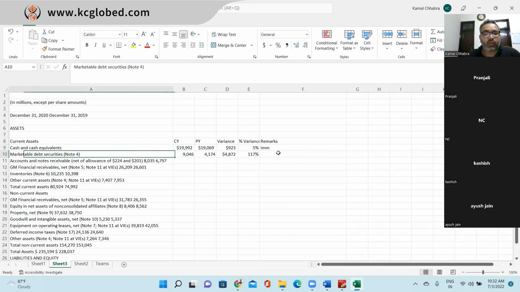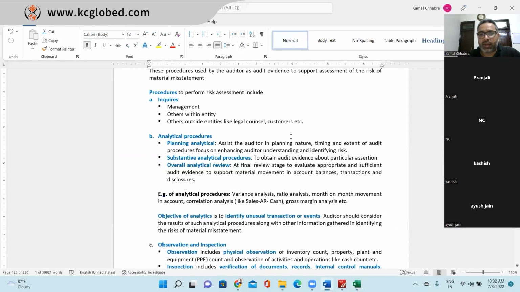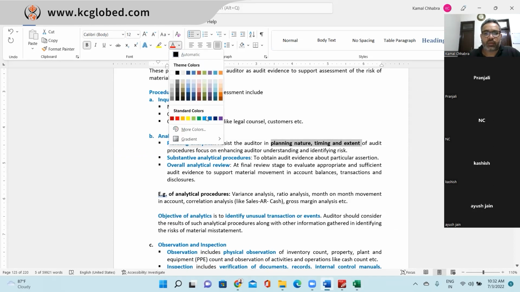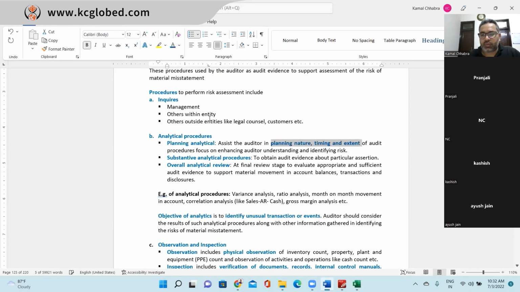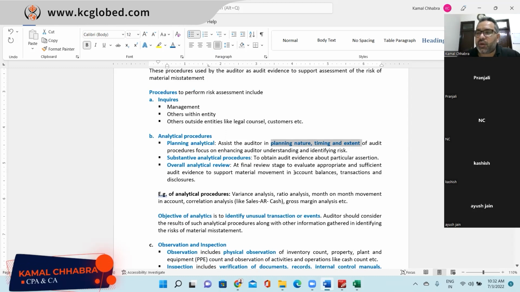So here you would like to know more what new things we have purchased, right? What we have done with the old things. What is the overall movement in this account, right? Because this is material change. So it helps you in planning the nature, time, and extent of your audit procedure, with a focus on enhancing the auditor's understanding and identifying the risk, right?